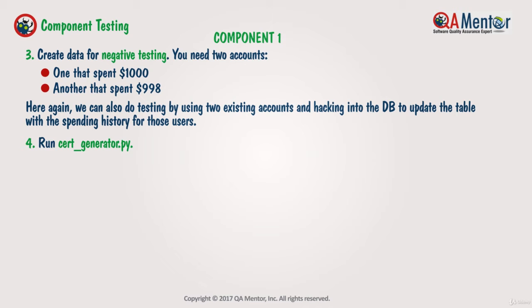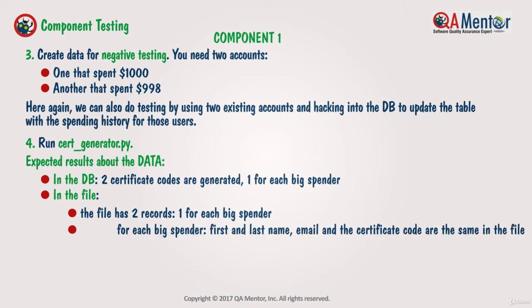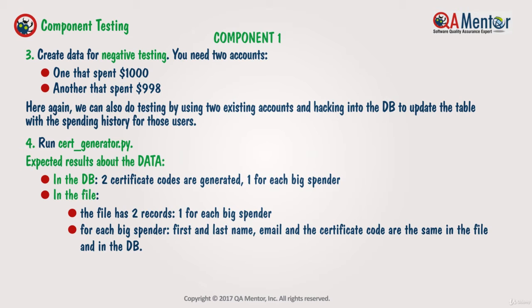4. Run certgenerator.py. Expected results about the data? In the DB, two certificate codes are generated, one for each big spender. The file has two records, one for each big spender. For each big spender, first and last name, email, and the certificate code are the same in the file and in the DB.